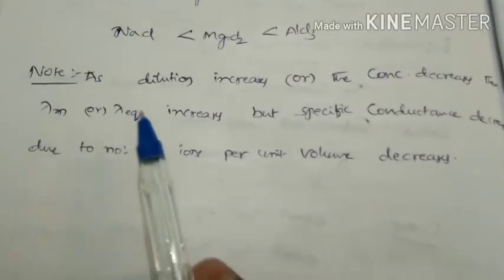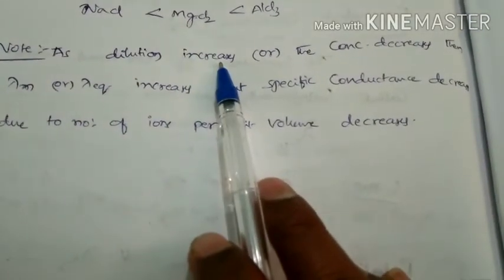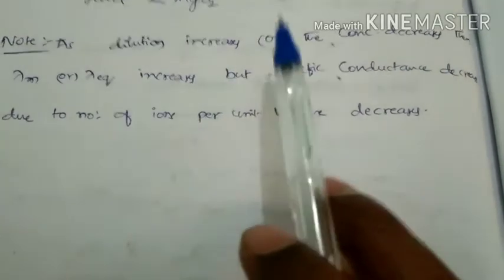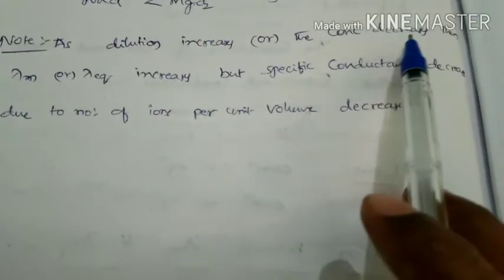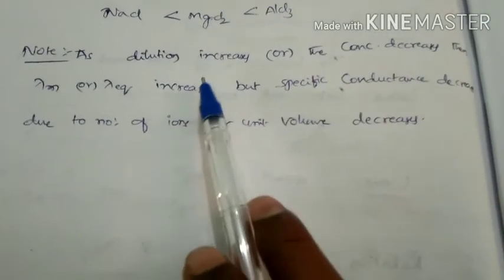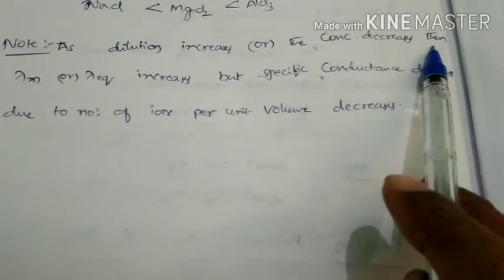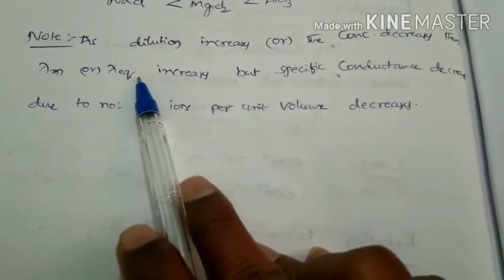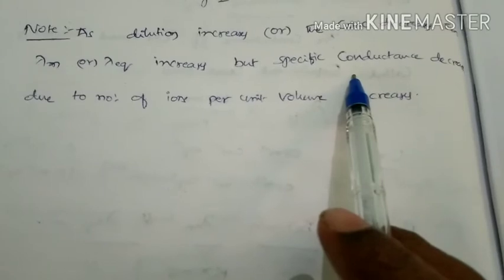Next, note, this is a very important point. As dilution increases, dilution means addition of water. If water is added, automatically its concentration decreases. So dilution increases means concentration decreases. As dilution increases or concentration decreases, molar conductance and equivalent conductance increase, but specific conductance decreases.